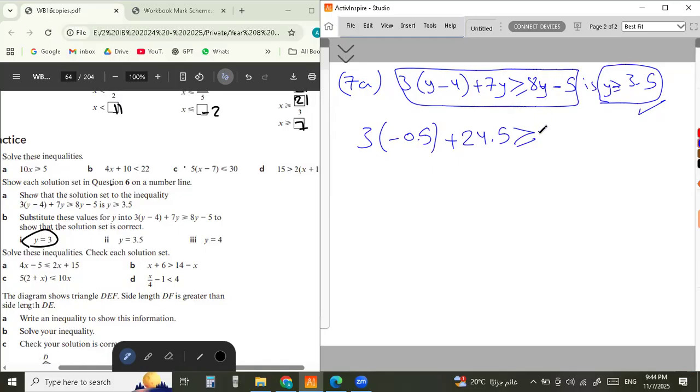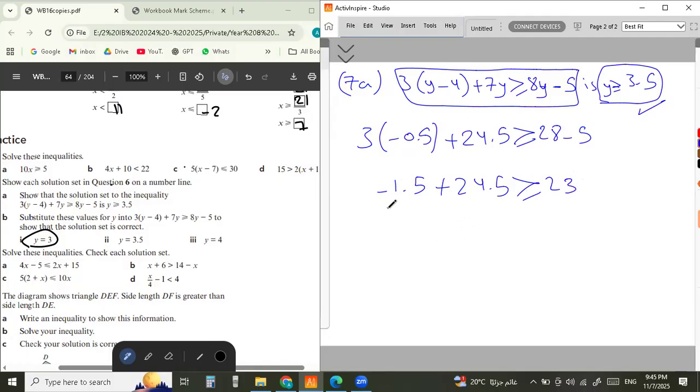8 times 3.5 is going to give you exactly 28. It's going to give you 28 minus 5. Let's multiply. 3 times half is 1.5, so negative 1.5. We agreed you can use the calculator to do that. I'm doing it mentally, but you can use the calculator to save time. 28 minus 5 is 23.